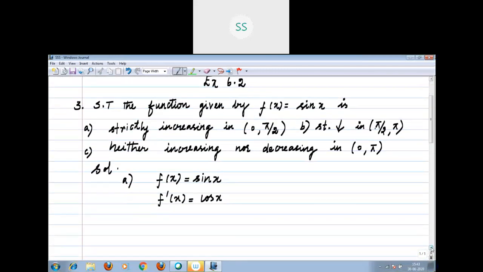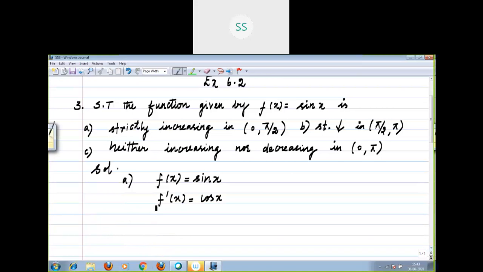Now you see, they have given the interval as 0, pi by 2. Open interval means 0 and pi by 2 should not be included. Now you see cos x, 0 to pi by 2. That means the quadrant is the first quadrant. First quadrant means all the trigonometry functions are positive.